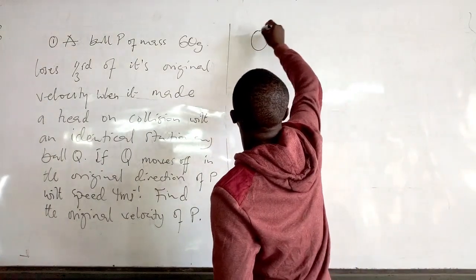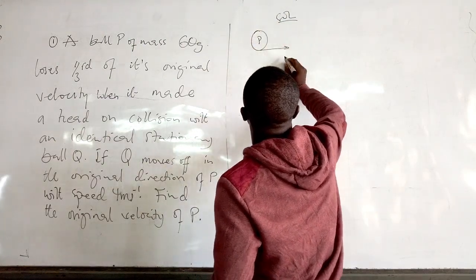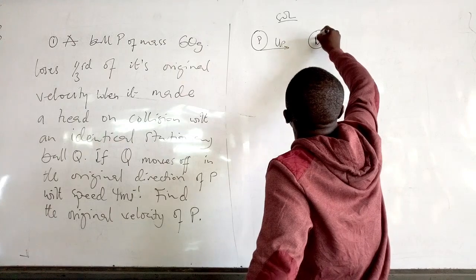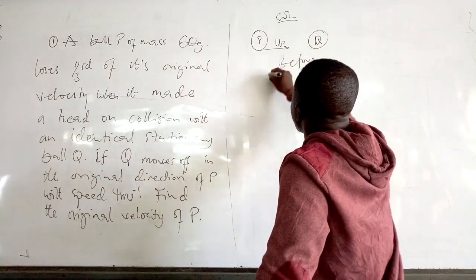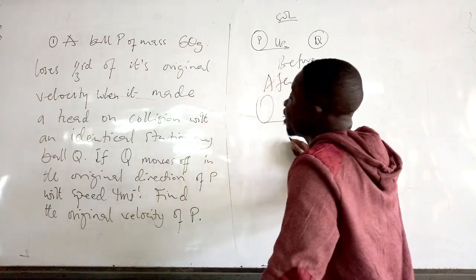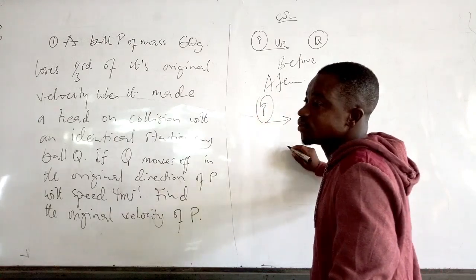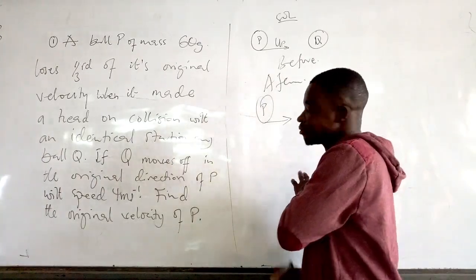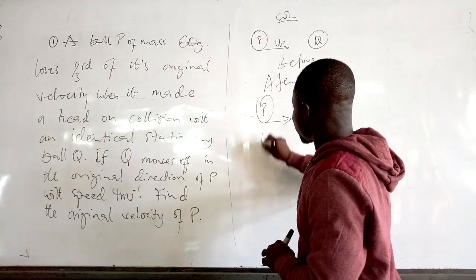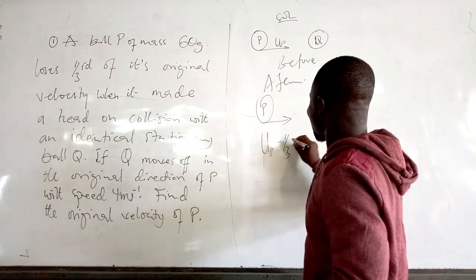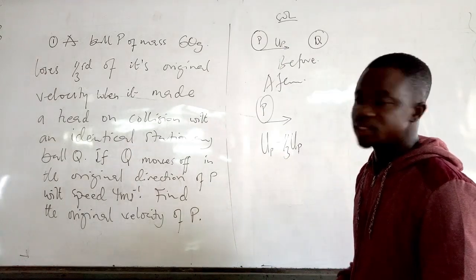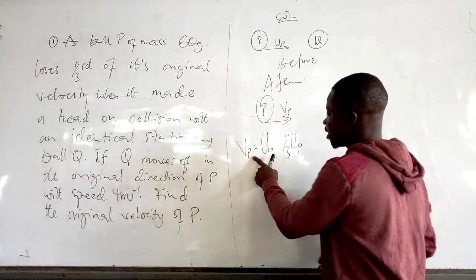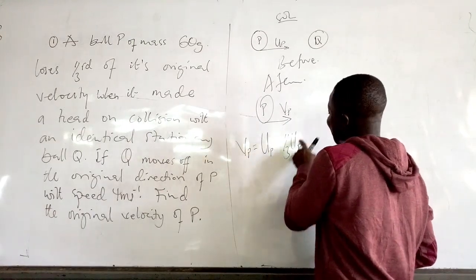So we are told that, solution: a ball P initially moving with velocity Up collides with a stationary ball Q. This is before. Now, after collision, P loses 1/3 of its original velocity. What that means is that the velocity that P moves with after collision is the original velocity of P minus 1/3 of that original velocity of P. P will move with velocity Vp, but that Vp is equal to the original velocity Up minus 1/3 the original velocity Up.